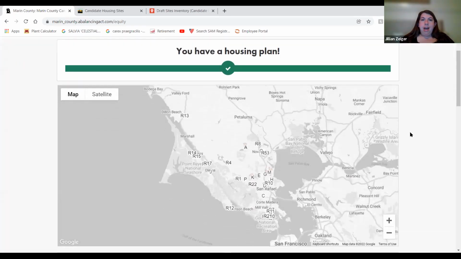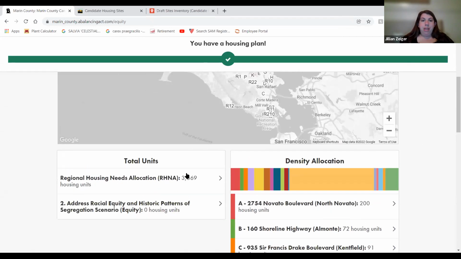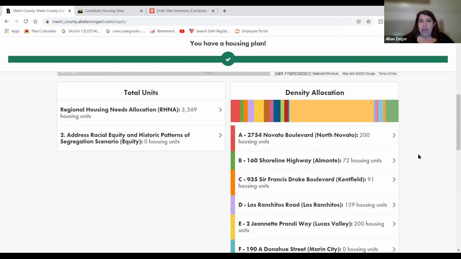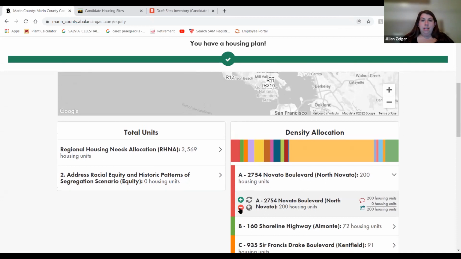And it says that I have a housing plan, because what we did to make this as easy as possible is to pre-populate that 3,569 number with our candidate housing sites. However, you are free to change the densities on all of these sites. So for instance, let's say I don't think that 2754 Novato Boulevard should have as many units as it does. As I start to press that red minus button, the units are going down, and you can see on top, I don't have a housing plan anymore because I don't meet that 3,569 units.